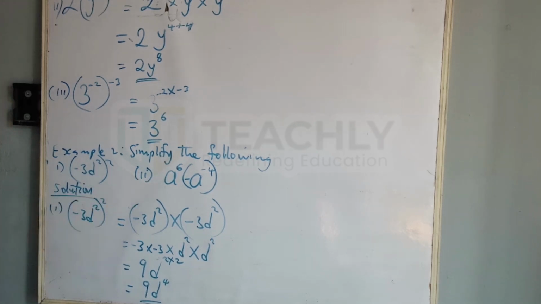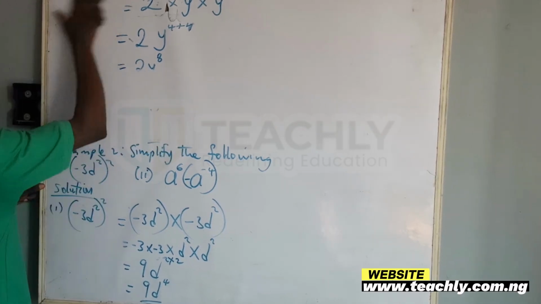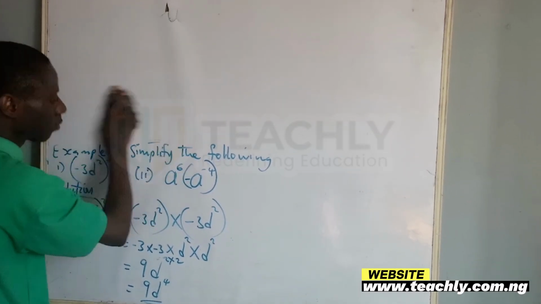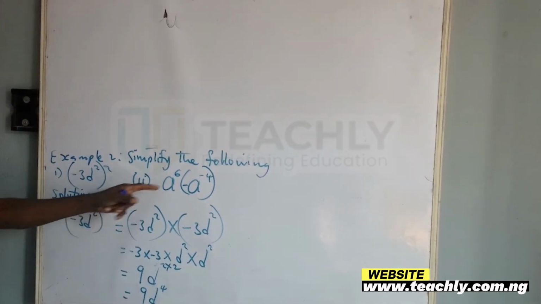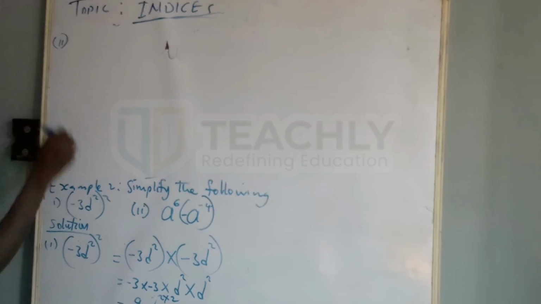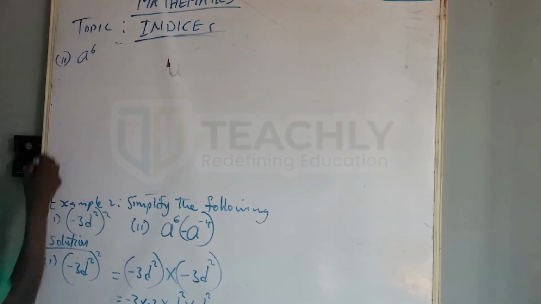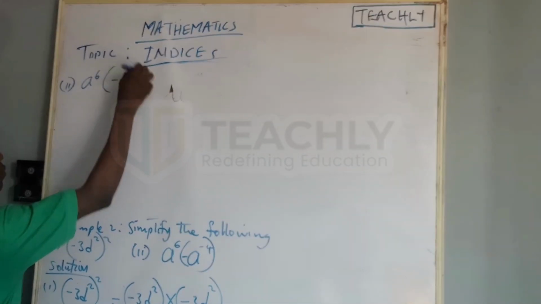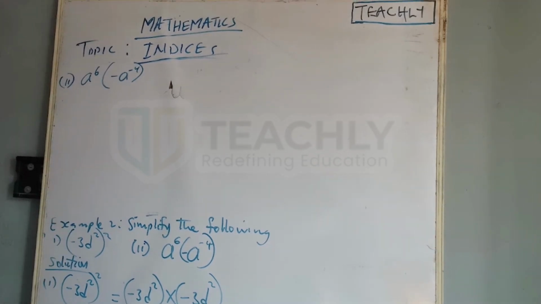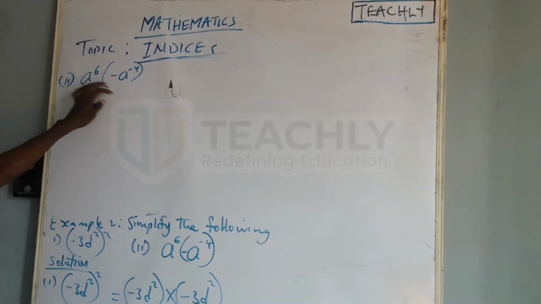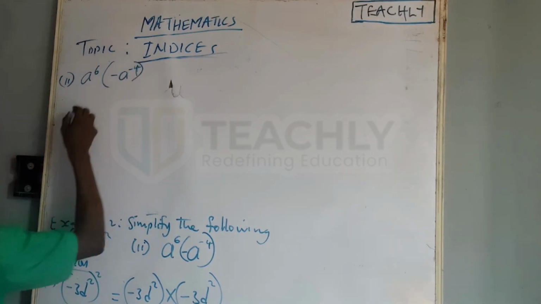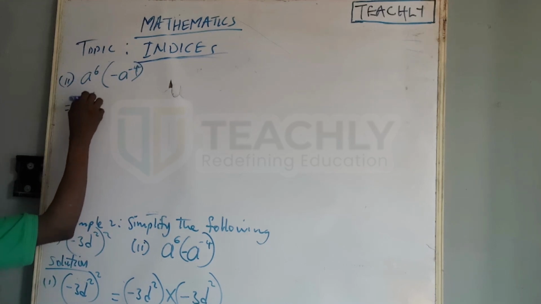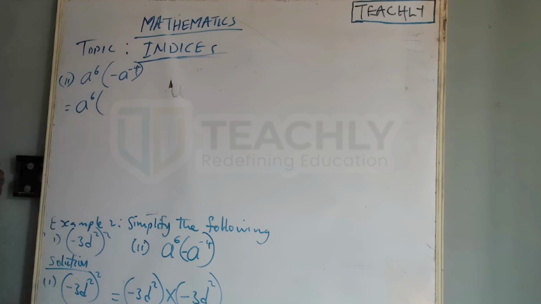Okay, let's look at this second one. Look at the second one. For the second one, you have a raised to power 6, open bracket, minus a raised to power minus 4. So here, we can first sort out this before we combine with this. So let's just first add this. So we have a raised to power 6 into this one, power minus 4.